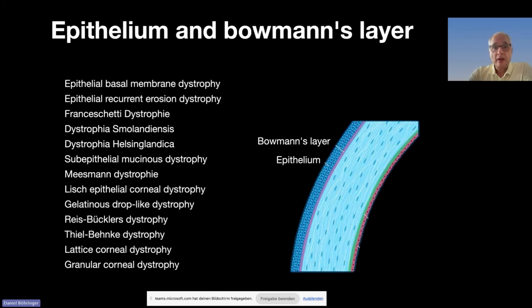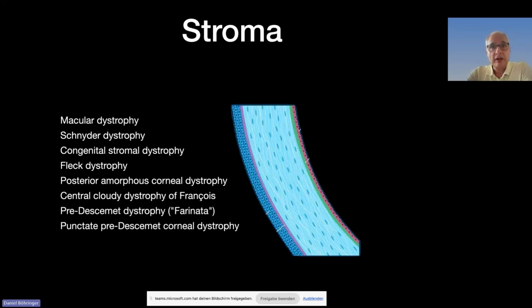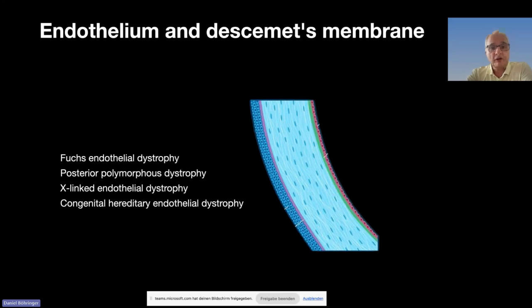But if we move along in the stroma, we have fewer than in the epithelium. And if we look at the endothelium, we only have 4 of them. So it's from outer to inner sort of decreasing complexity.